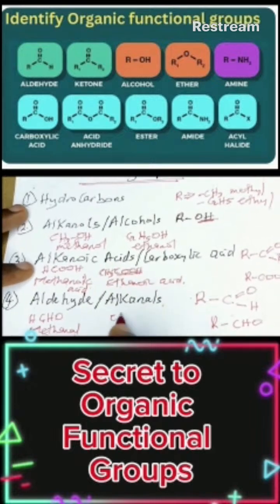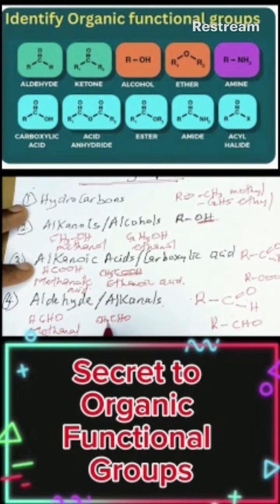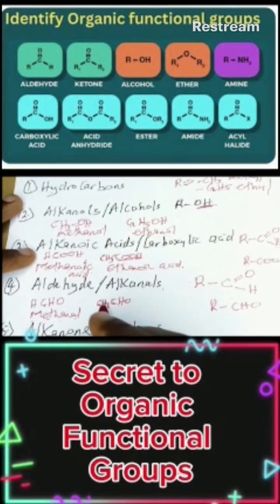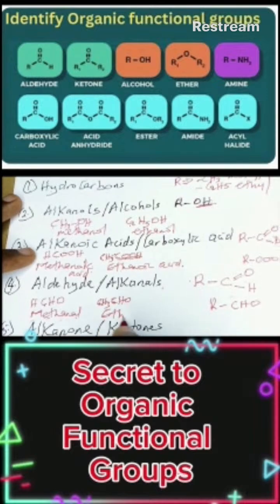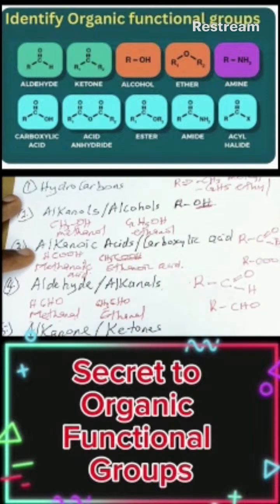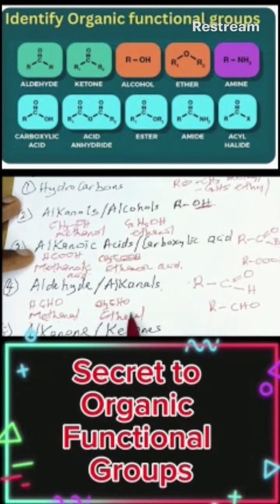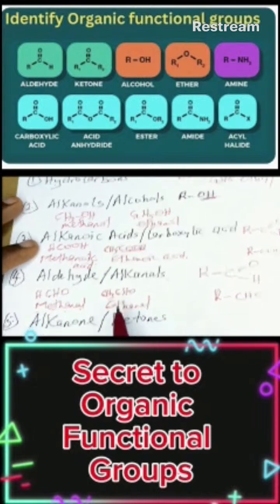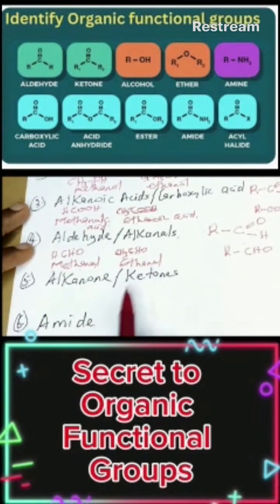If it is CHO and there are 2 carbons, that is, you still have CH3 here, 1, 2, there are 2 carbons. So this can be called ethanal. It goes like that. If there are 3 carbons, it will be called propanal. It goes on and on like that.